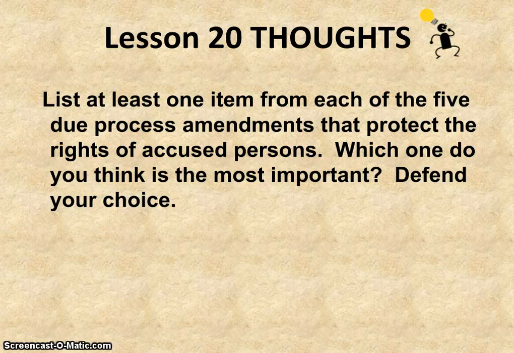So our Lesson 20 thoughts: list at least one item from each of the 5 due process amendments, and by that we mean 4th, 5th, 6th, 7th, and 8th, that protect the rights of accused persons. Which one do you think is the most important, and defend your choice?